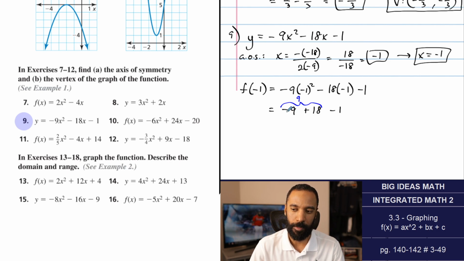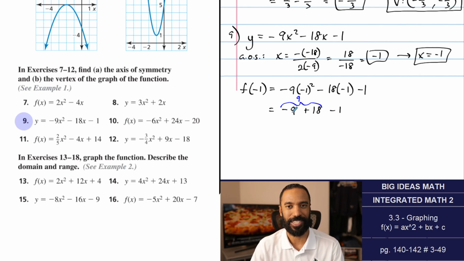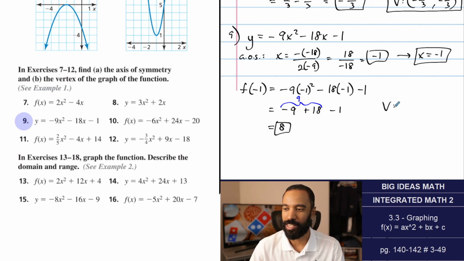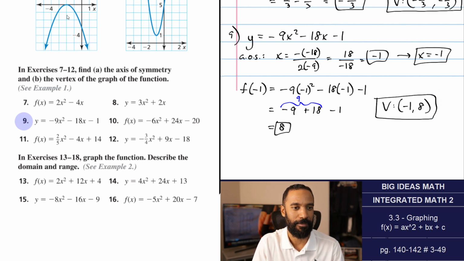These two combined together will be the opposite of whatever that a value was after you plugged in your x from the vertex. So negative 9 plus 18 is 9. Like, boom, just kind of switch that sign. It's almost not worth even writing what you're plugging into here just to do that. Anyway, 9 minus 1 is 8. So the vertex in this case is negative 1, 8, like that. And I'm off the page, but let's go and move on to number 10.